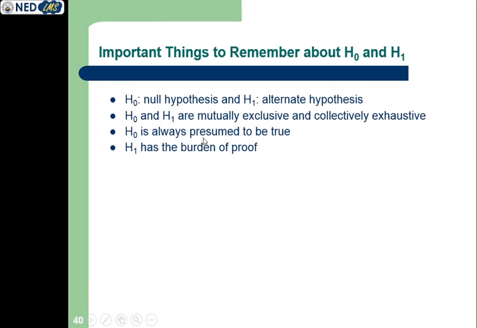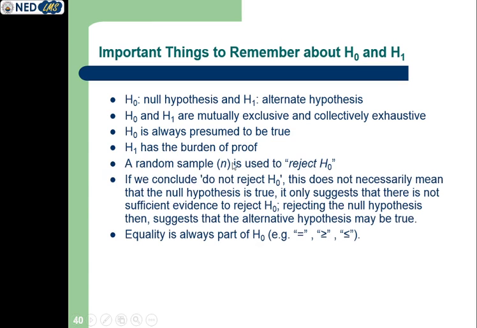The null hypothesis is always presumed to be true by default. For the alternative hypothesis we have the burden to prove, because we are going to reject the null hypothesis. The null hypothesis is pre-assumed to be true, and if we are going to reject it in the end, the alternative hypothesis must be proved. And a random sample of size n: sample size is a very important point to use in rejecting the null hypothesis.